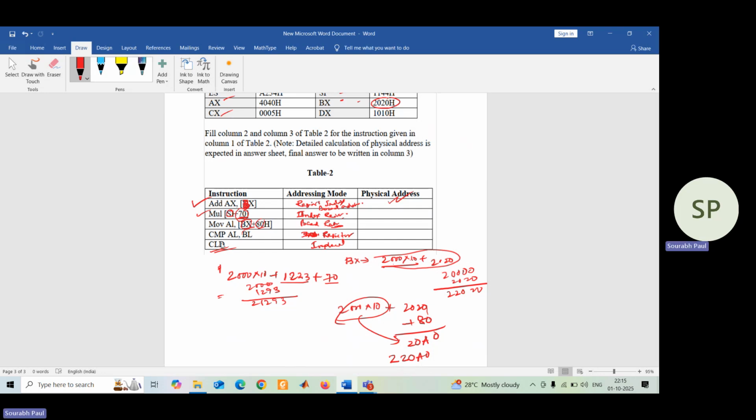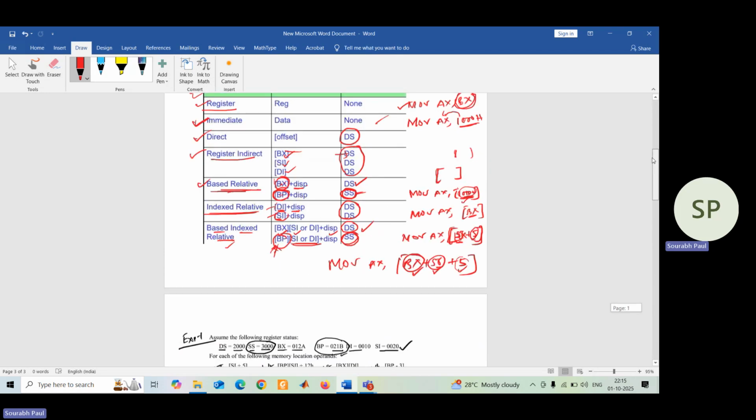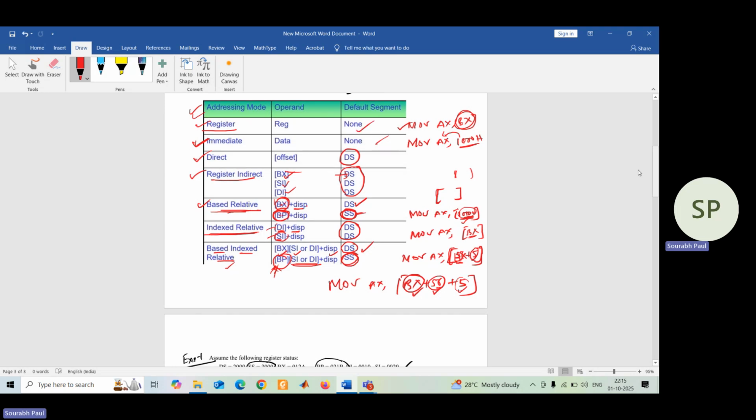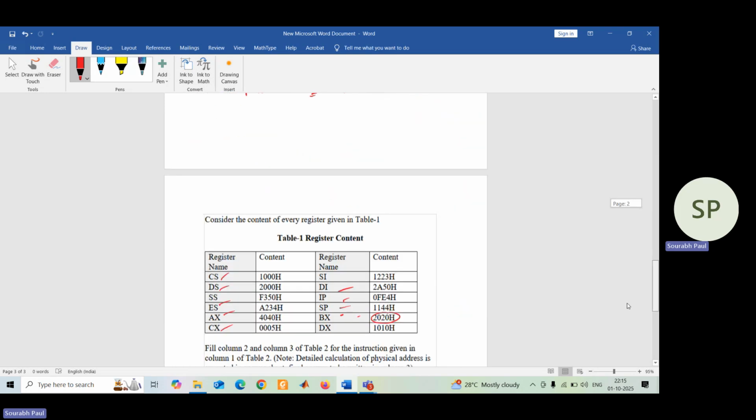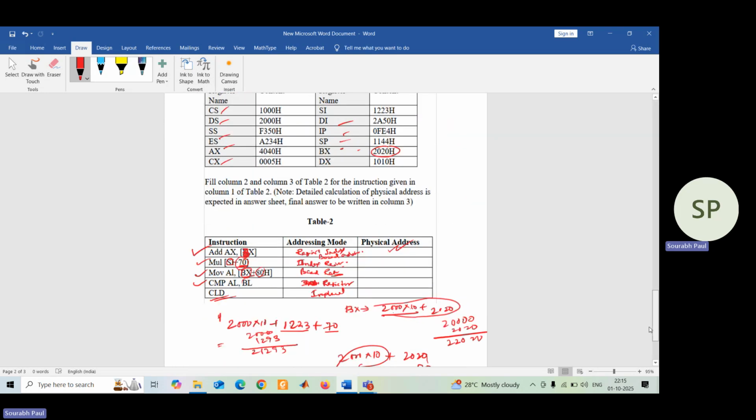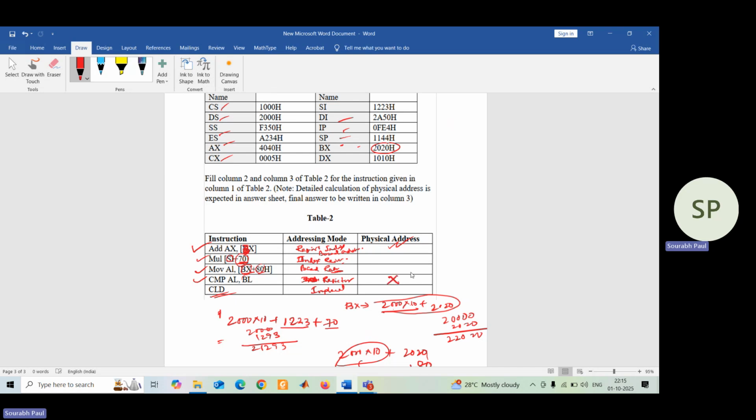Then the next one, CMP AL comma BL. This is register addressing mode, and a few minutes before we saw that in register addressing mode you need not do any physical address calculation. This instruction is given to confuse you; no physical address calculation is required. CLD is implied addressing mode, so no physical address calculation is needed either. Hopefully all of you have understood this lecture. Thank you.